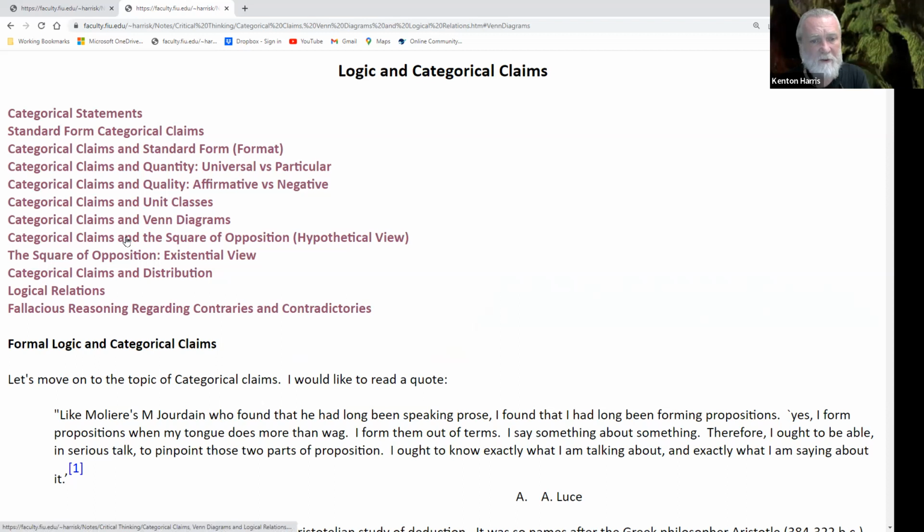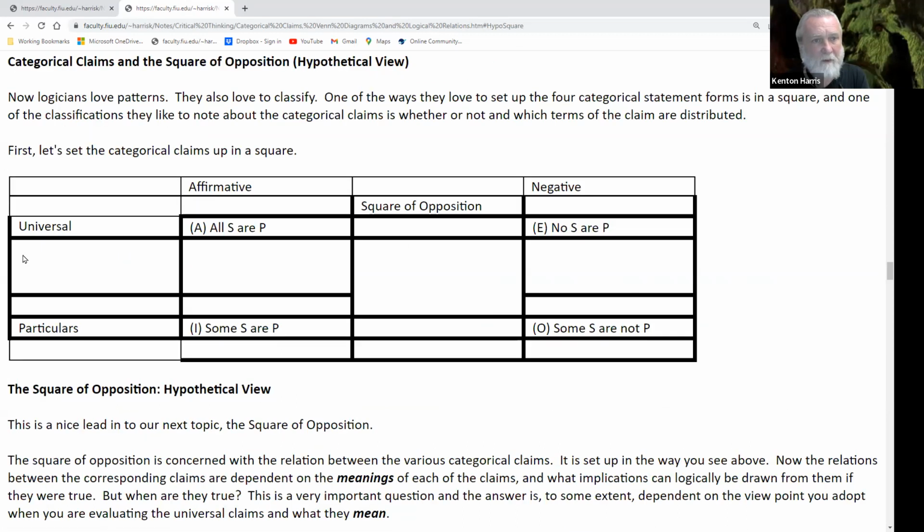The square of opposition. Categorical claims and the square of opposition, right? So a standard way of arranging the categorical claims is in a square, where you place one of the claims in each of the corners, right?